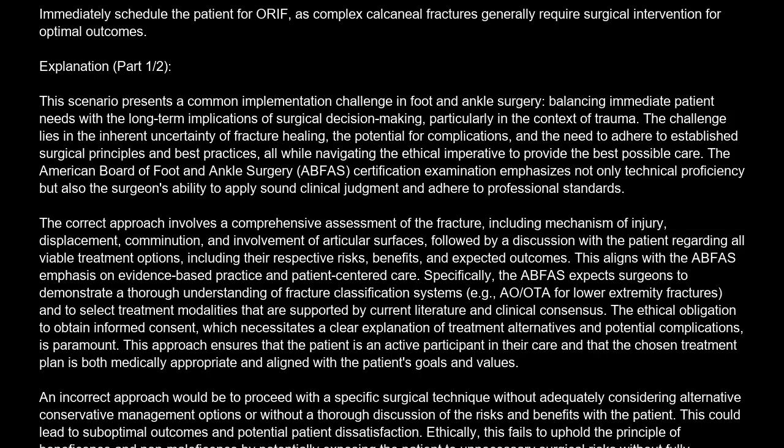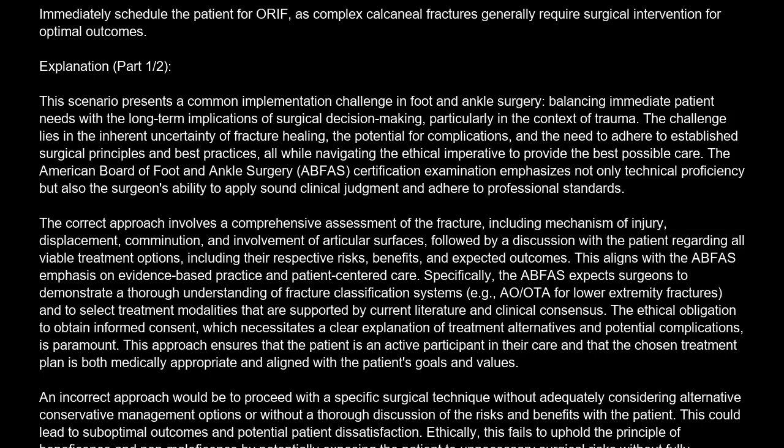The correct approach involves a comprehensive assessment of the fracture, including mechanism of injury, displacement, comminution, and involvement of articular surfaces, followed by a discussion with the patient regarding all viable treatment options, including their respective risks, benefits, and expected outcomes. This aligns with the ABFAS emphasis on evidence-based practice and patient-centered care. Specifically, the ABFAS expects surgeons to demonstrate a thorough understanding of fracture classification systems, e.g., AO/OTA for lower extremity fractures, and to select treatment modalities that are supported by current literature and clinical consensus.